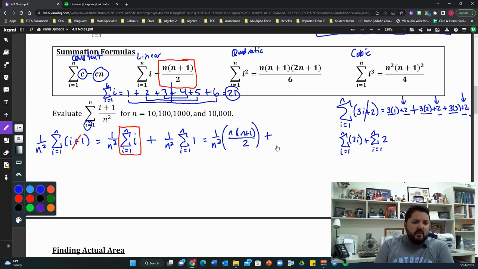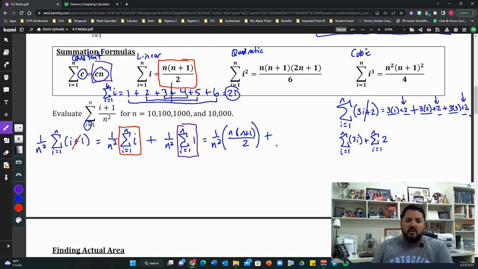And then plus, now we're going to go to the second piece. This constant sigma can be replaced with the constant formula. In this case, my c value was just 1. So it literally would just be 1 plus 1 plus 1 plus 1 over and over again n times. By the end of it, I have n number of 1s added together, so I have a total of just n. But I still have that 1 over n squared out in front.